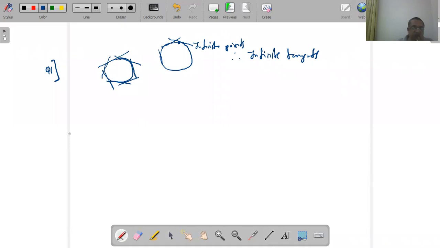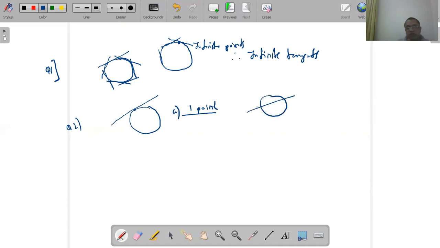Okay, then we go to the second question, fill in the blanks. A tangent to a circle intersects it in dash points. A tangent intersects the circle at how many points? It is very clear from the definition of tangent itself that a tangent will only touch the circle at one point. So the answer is 1 point. A line intersecting a circle in 2 points is called, now if this is a circle and it is intersecting the circle at 2 points, then that line is called a secant. So the answer to the second part will be secant.